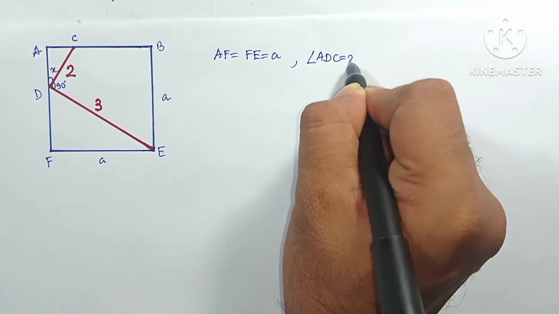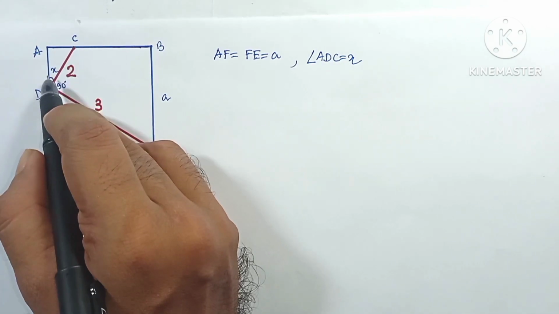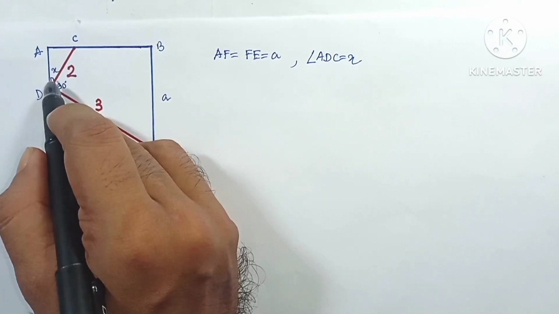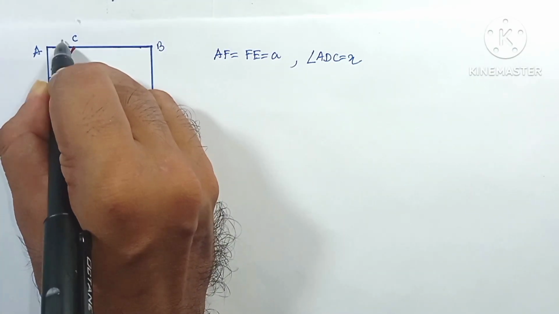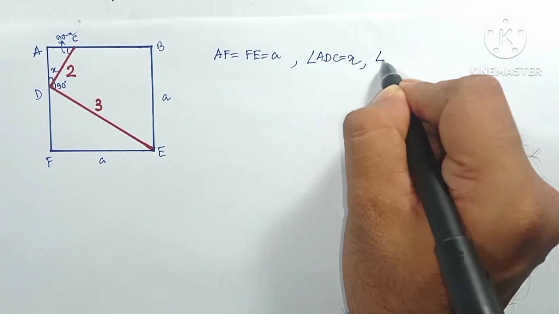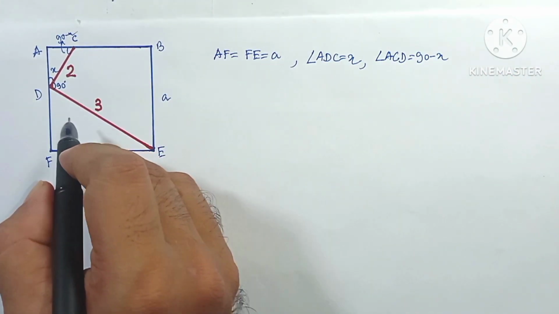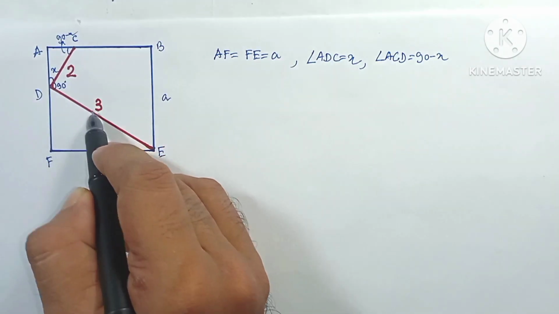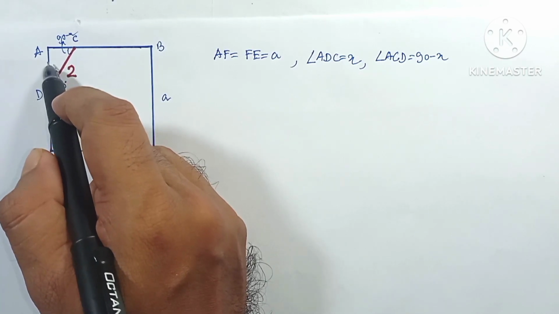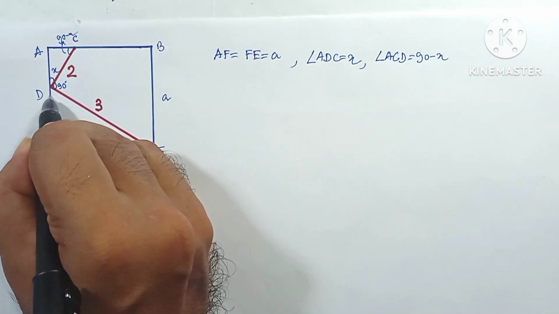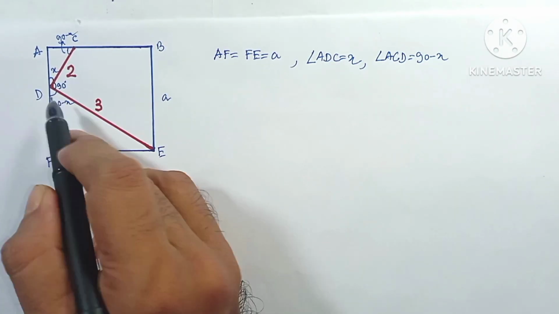Angle ADC is X. Since triangle ADC is a right triangle, the sum of these two angles ADC and ACD is 90 degrees, and ADC is X, so this angle will be 90 minus X. So angle ACD is 90 minus X. And since this segment CD is perpendicular to DE, while A, D, F lie on the same straight line, this angle will be 90 minus X, because the sum of these three angles will be 180 degrees.